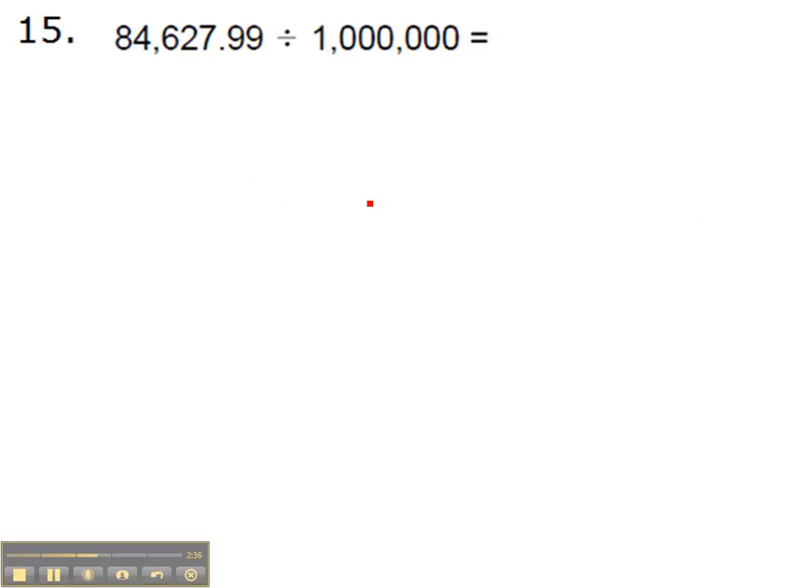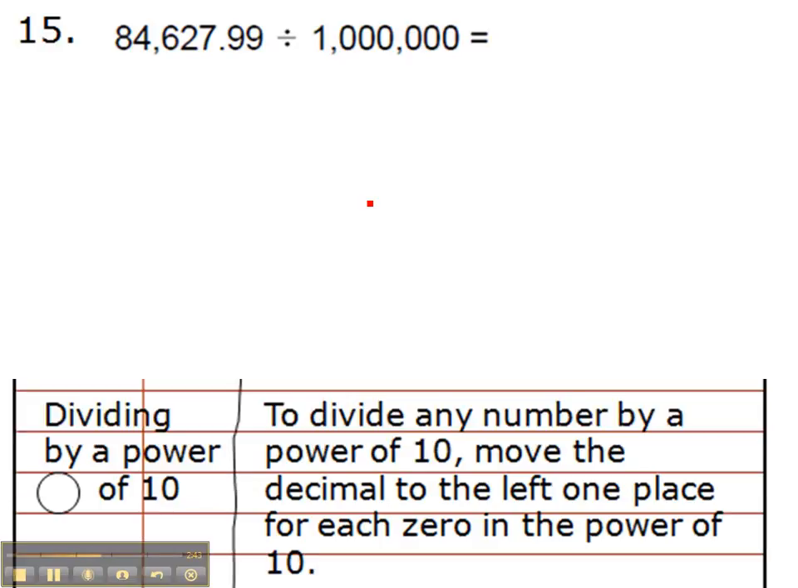Okay, next problem from the back side, division problem. 84,627 and 99 hundredths divided by a million. We know a million is a power of 10. It's the same power of 10 we dealt with in the last problem. The rule for dividing by a power of 10, straight from your notes. To divide any number, whole number or decimal, by a power of 10, move the decimal to the left one place for each zero in the power of 10. There are 1, 2, 3, 4, 5, 6 zeros in a million. It's 10 to the 6th power.